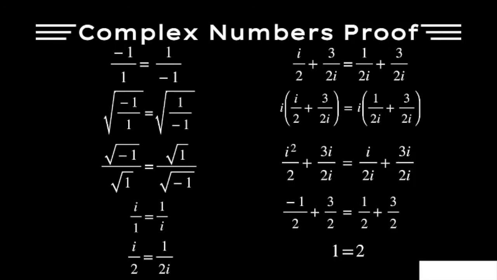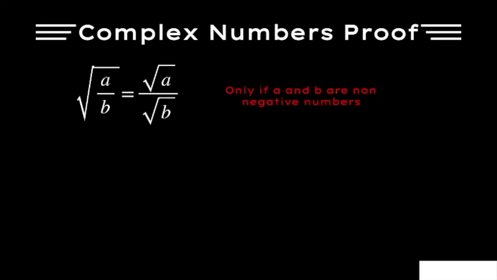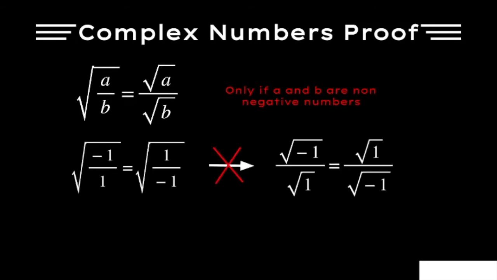The mistake in this problem was actually way earlier in the process, where when taking the square root of a fraction or two numbers multiplied together, you can only split up the square root if the values a and b are non-negative numbers. In that step, we try to split up negative 1 divided by 1 and 1 divided by negative 1, which cannot be done.